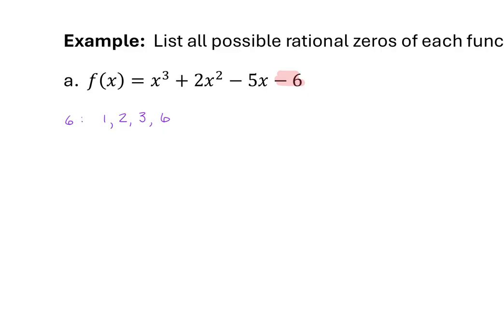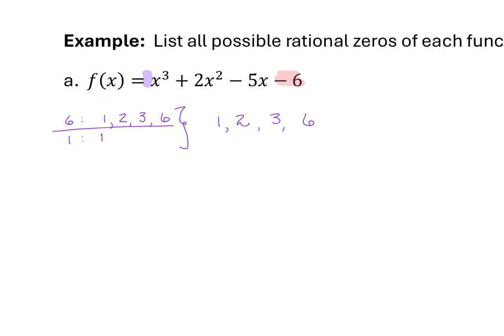We also want to know what are all the things that divide into the first term. Well, that's just 1. And so this is just 1. Now what we want to do is combine these. We're going to divide our factors of 6 by our factors of 1. And so what we get is 1 divided by 1 is 1, 2 divided by 1 is 2, 3 divided by 1 is 3, and 6 divided by 1 is 6.